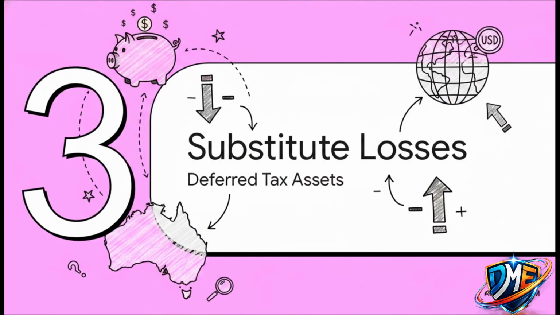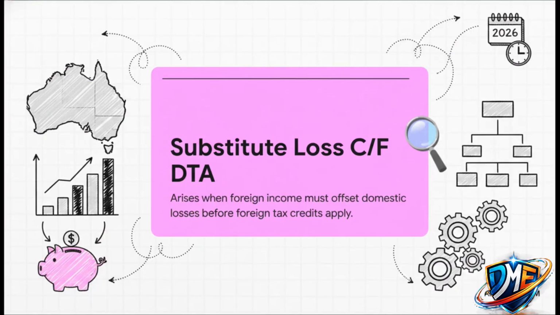All right, Part 3, substitute loss carryforward and navigating deferred tax assets. Now, this tackles a very specific friction point. Just imagine a situation where your local jurisdiction actually forces you to use your foreign income to plug domestic tax losses before you can even apply your foreign tax credits. That creates a deferred tax asset, or a DTA. The draft sets up a comprehensive set of rules to ensure you don't just lose the value of those credits when you're calculating your GloBE income in subsequent years.